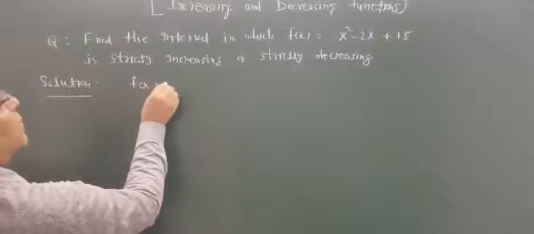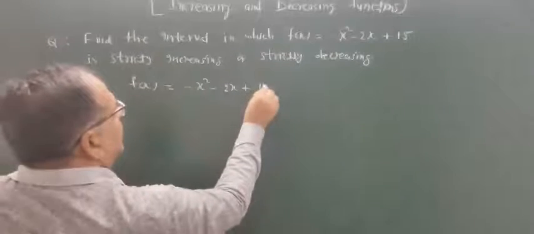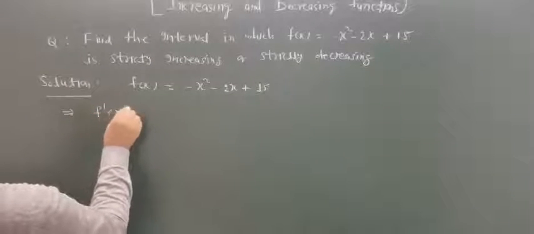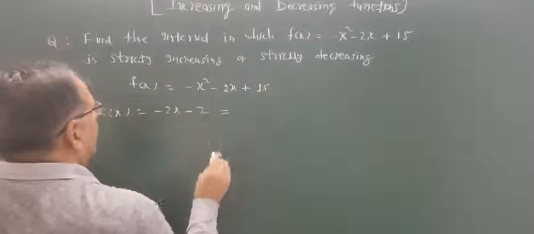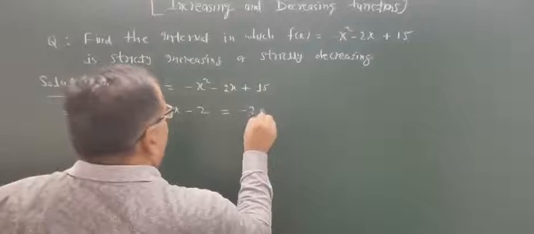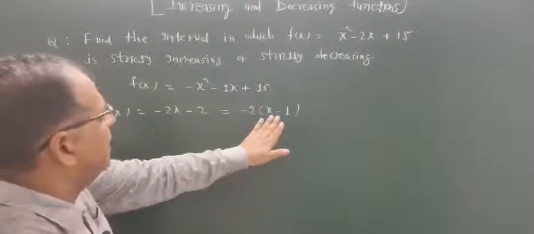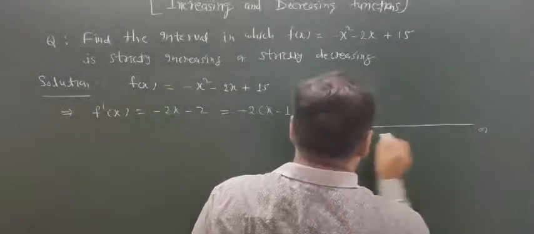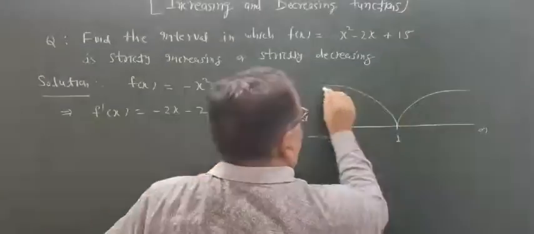f(x) equal to minus x square minus 2x plus 15. Differentiate. So now we have f dash x equal to minus 2x minus 2. Convert into the factor form. So here minus 2 times (x minus 1). So here we have only a single factor, x minus 1. So if we draw a number line here, minus infinity to infinity, according to the factorization we have a zero only, x equal to 1.